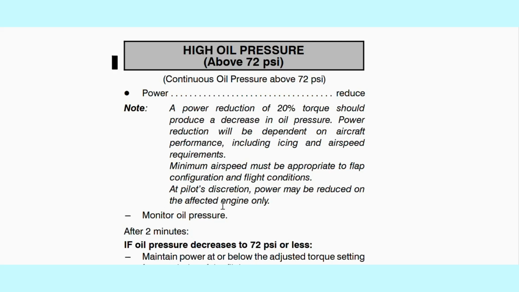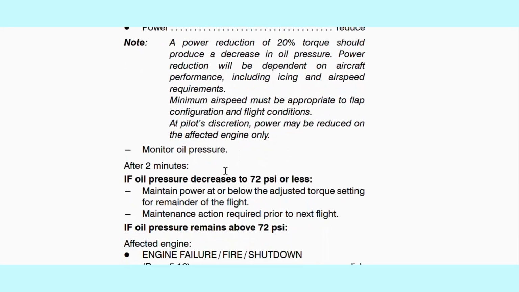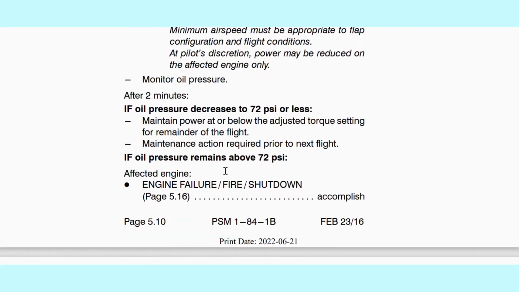Now, after 2 minutes, you're going to check for a few things. First, you check the oil pressure. Has it decreased to 72 psi or less? Because it was around 72. 69, 70 are good figures normally. That's what I see in normal operations. But if it's going above 72 to 80 somewhere, then we do have a problem.